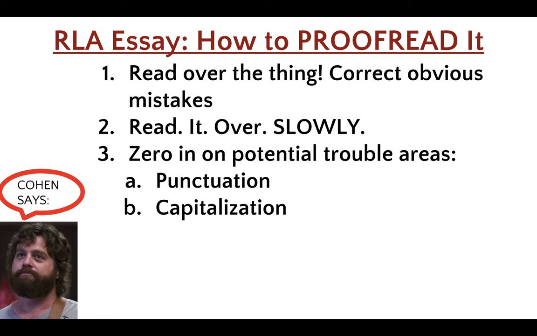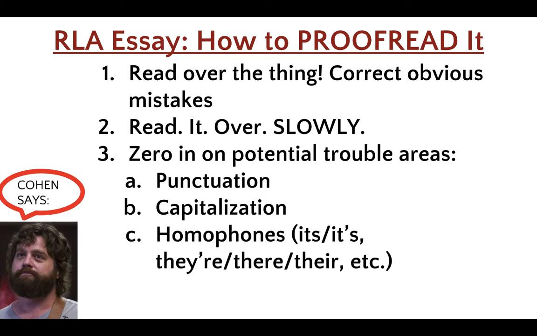The capitalization is sort of like the child of punctuation because if you're lazy and you're writing like it's a text message, then you're not going to capitalize things. That's an easy mistake to correct if you're focusing on capitalization. Another area that's commonly mistaken are the homophones: it's and its, there, their and they're, your and you're, to and too.